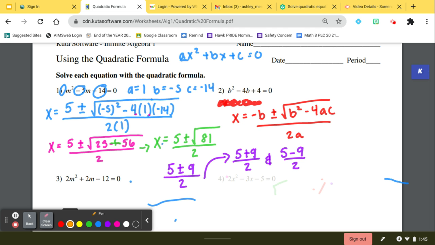So 5 plus 9 divided by 2. 5 plus 9 is 14. Divided by 2 is 7. So one of my solutions is 7. 5 minus 9 is negative 4. Negative 4 divided by 2 is negative 2. So my two solutions are 7 and negative 2. Let me know if you want another example.